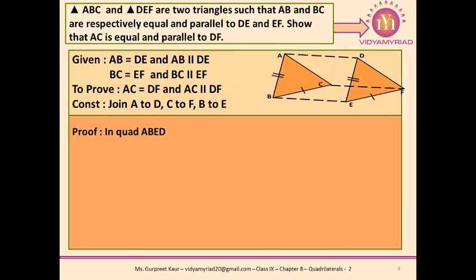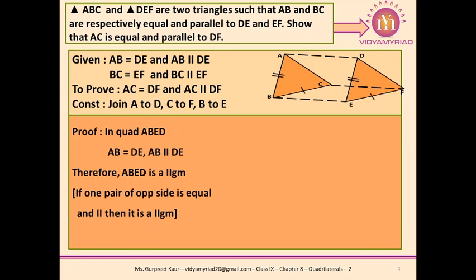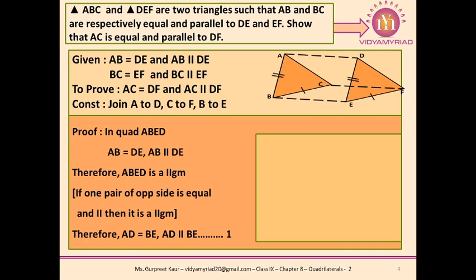Let us begin with quadrilateral ABED. Now what is given to us? AB is equal to DE and AB is parallel to DE. Therefore ABED is a parallelogram. If any one pair of opposite sides is equal and parallel, we can treat that quadrilateral as a parallelogram. So we can say that AD is equal to BE and AD is parallel to BE, as equation number 1, because ABED is a parallelogram.